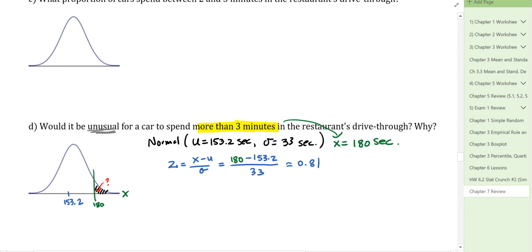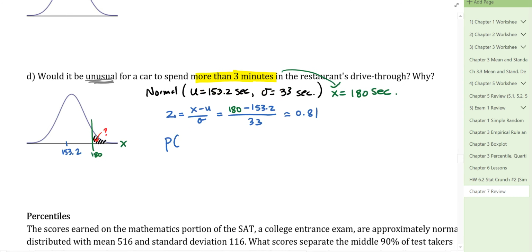Okay. Now I can find the probability. So before I find it, let me draw one more line to represent z. So I'm going to represent z here. And this is my z curve.